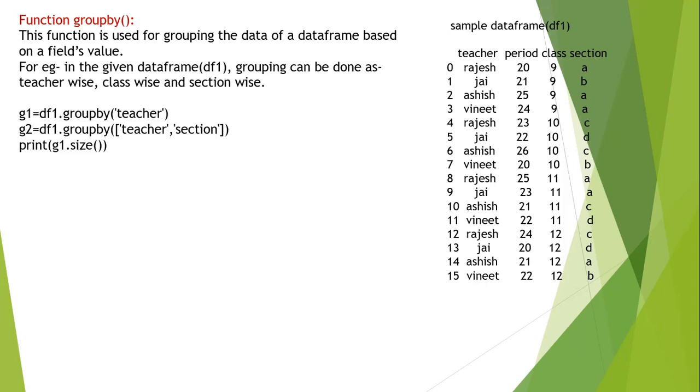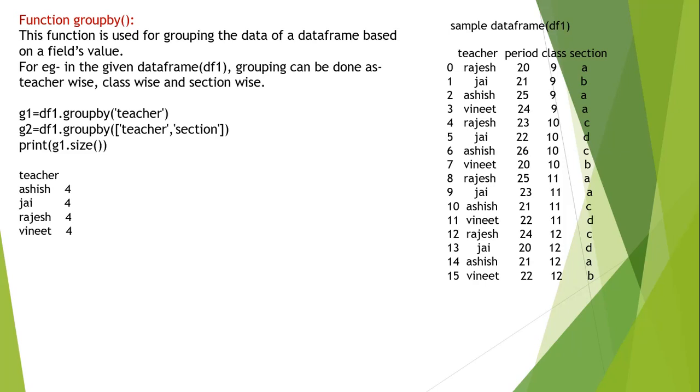Okay, now let's see the output of the first statement, which is print g1.size. You have to be very careful with g1 and g2. G1 is grouping according to the teachers. So let's see the size of this group. For teacher Ashish, the size is 4. As you can see, Ashish has been repeated 4 times, so Ashish has the group size of 4.